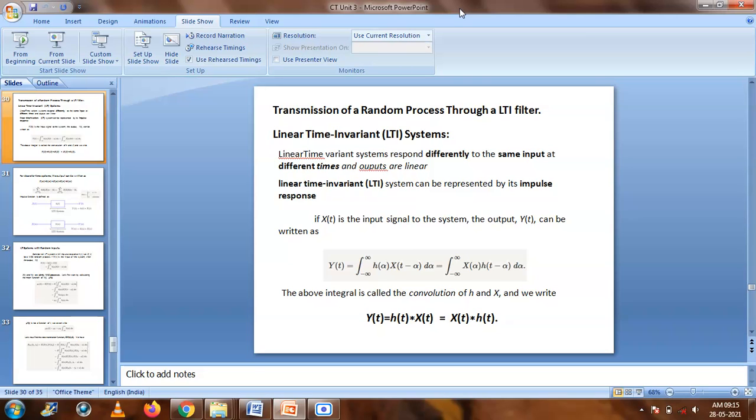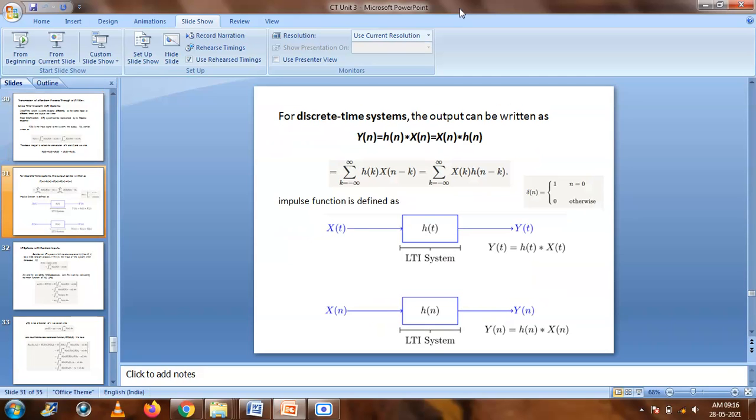So that is equal to x of t convolved with h of t. It is like the formula a into b equal to b into a. Similarly, y of t, the impulse response convolved with x of t, is also equal to the input convolved with the impulse response. For a discrete time system, the output can be written as y of n equal to h of n convolved with x of n, so both are equal. The equation is the summation over k from minus infinity to plus infinity of the impulse response h of k times x of n minus k, which is equal to x of k times h of n minus k.